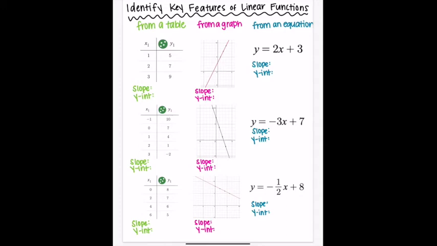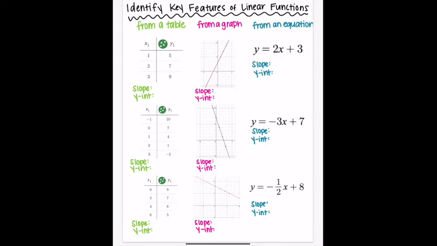In this lesson, we are learning how to identify the key features of a linear function from multiple representations. So, linear functions, or lines, can be represented as tables, graphs, or equations. So in this lesson, we're going to learn how to find the key features, or the slope and the y-intercept, from each representation.